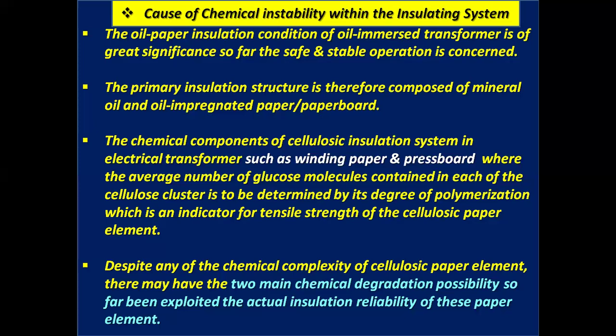The chemical components of cellulosic insulation system in electrical transformers, such as winding paper and pressboard, where the average number of glucose molecules contained in each of the cellulosic cluster is to be determined by its degree of polymerization, which is an indicator for tensile strength of the cellulosic paper element.